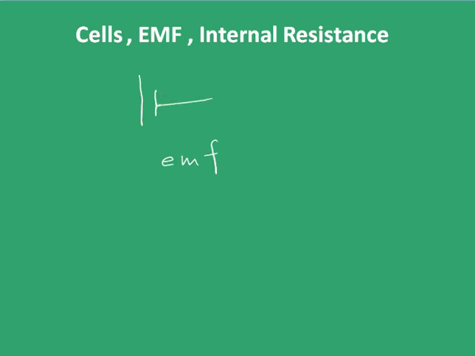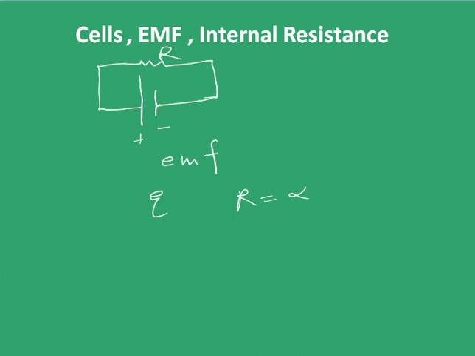Say if this is your cell, the bigger line represents the positive end and the smaller line is for the negative end. If this is connected across some resistance R, then the potential difference across these two ends will be E when R is infinity. I mean, when it is not connected to anything, then it will be E. Then why am I saying that it will be E only when R is infinity? So if R is not infinity, then what will be the case?